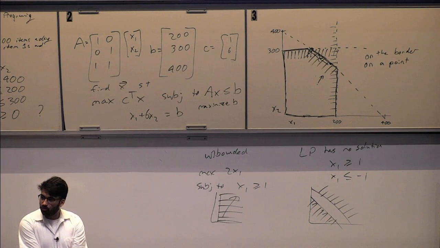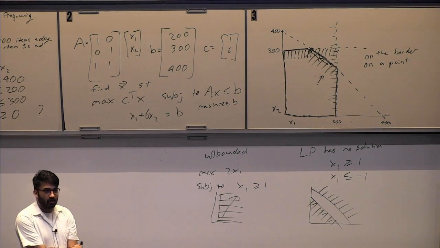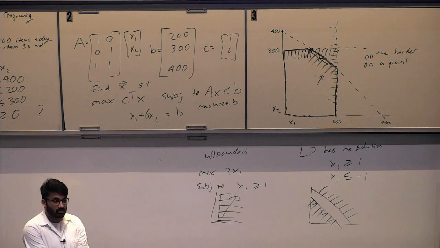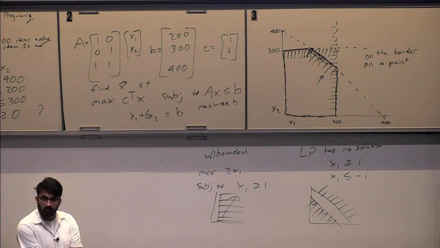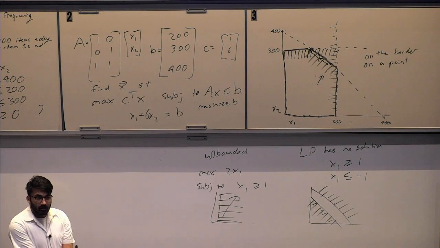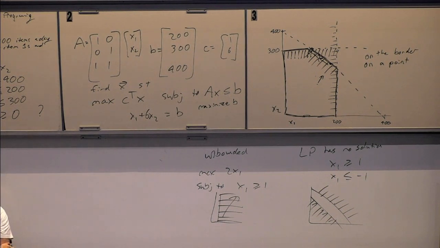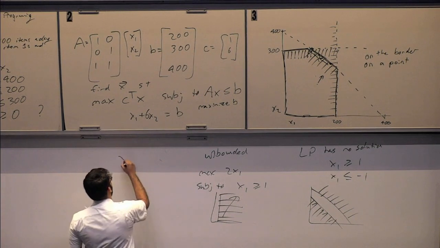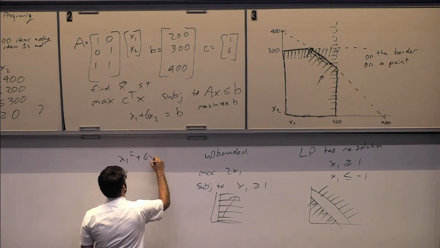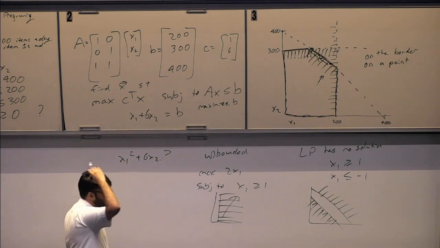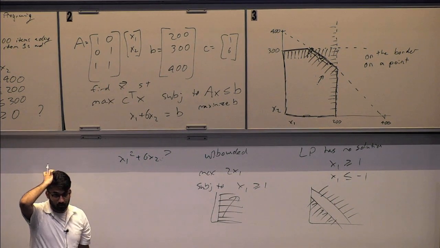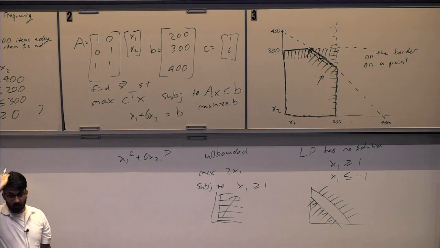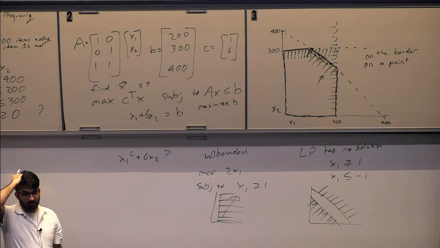Any questions on these two ways an LP would not have a solution? If the feasible region doesn't intersect, and if it's unbounded, right? Now, here's the great thing about the fact this is linear programming and not nonlinear programming. Nonlinear programming means maybe you have like x1 squared plus 6x2 or something weird. Basically, we don't know how to do anything when you have nonlinear programming. But I mean like the theoretical community, if they see this, people are crying.